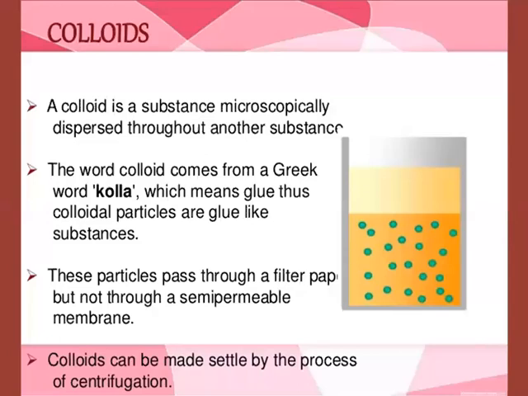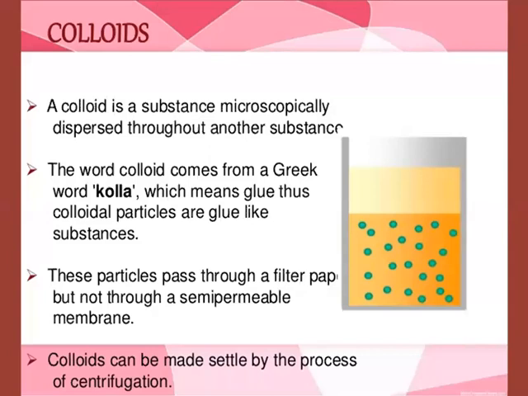Second type of mixture is colloids. A colloid is a substance microscopically dispersed throughout another substance. The word colloid comes from a Greek word kolla, which means glue. Thus, colloidal substances are glue-like substances.